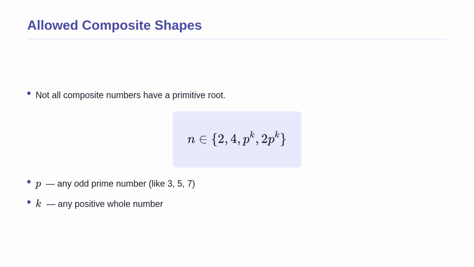Knowing what a primitive root is, we must ask, do all composite numbers have one? The answer is no. This formula is the primitive root theorem for composite numbers. It tells us that a composite number n will only have a primitive root if it perfectly matches one of 4 strict shapes: the number 2, the number 4, a power of an odd prime p, or twice a power of an odd prime. If a composite number does not fit into this exact list, it is mathematically impossible for it to have a master key.